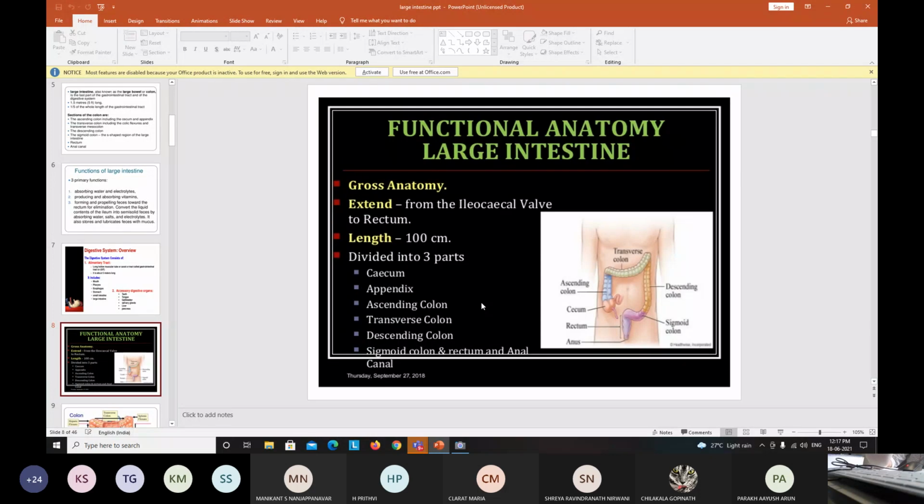Anal canal. From where does it extend? See this diagram. This is the sac, a wide, round, oval-shaped sac. That is the cecum. Whatever this projection is, this worm-like structure is the appendix. This is part of the ileum. So this is called the ileocecal junction.